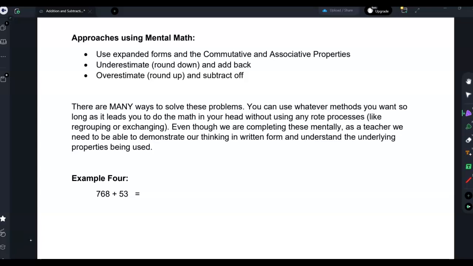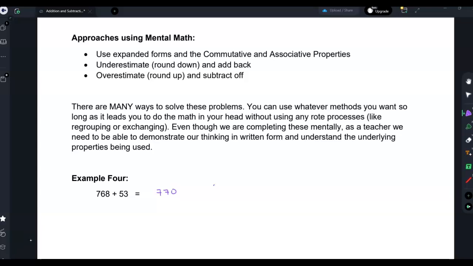So we have 768 plus 53. I think this would be a good example of the underestimate and overestimate, right? 768 plus 53, that's not easy to do in my head, but I could find numbers that they're close to. For example, 770, that's close, right? 768 is close to 770.